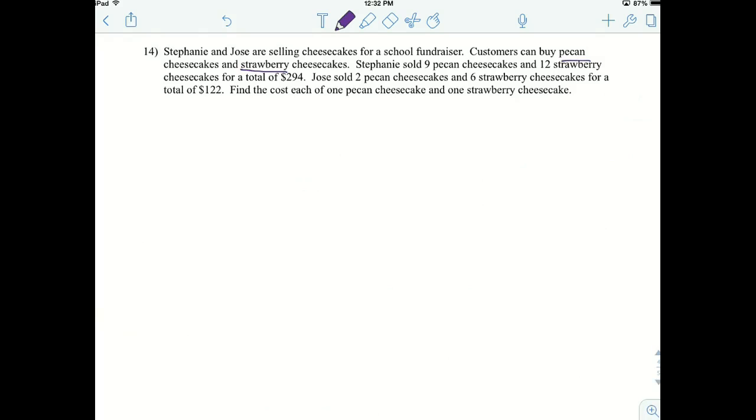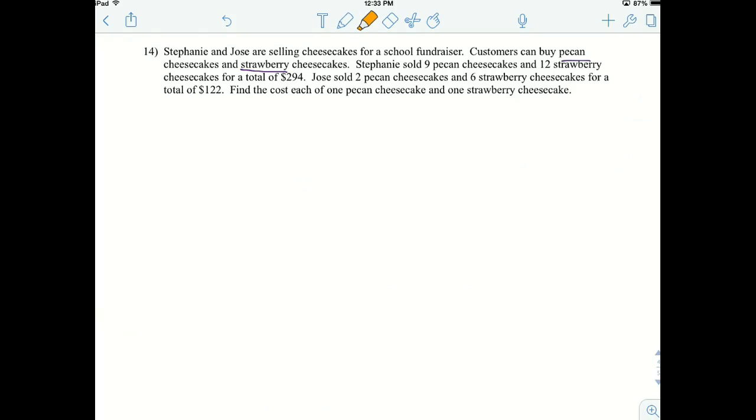Stephanie sold 9 pecan cheesecakes and 12 strawberry cheesecakes for a total of $294. Jose sold 2 pecan cheesecakes and 6 strawberry cheesecakes for a total of $122. Find the cost each of 1 pecan cheesecake and 1 strawberry cheesecake. Now that is a lot more words than the last example we looked at.